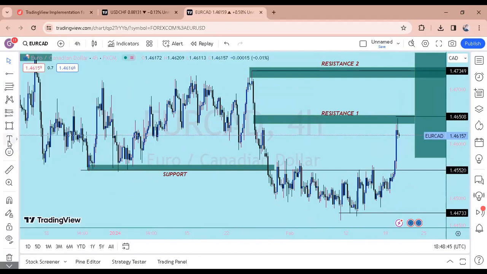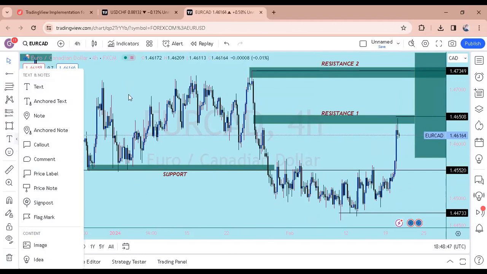So here is your text tool. If you want to type, you can see me writing resistance one and support there. So I think that should be your assignment. Everybody has to work and send it to the group. If you like, do it. If you like, don't do it.